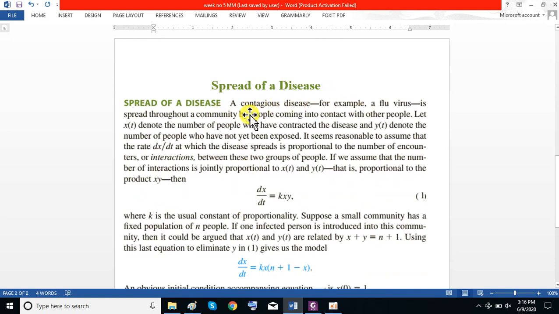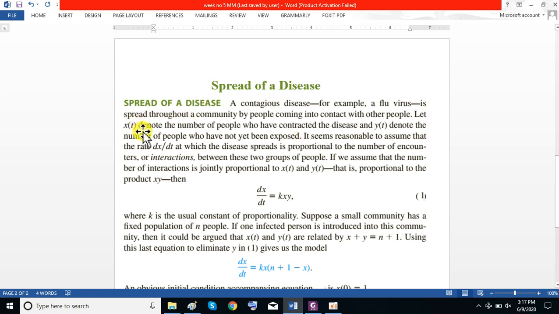Spread of disease. A contagious disease, for example a flu virus, or nowadays a coronavirus, is spread throughout a community by people coming into contact with other people. It means that a virus or a disease is spread throughout any community by contact of people with each other.